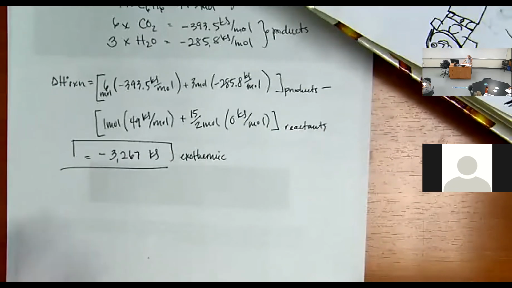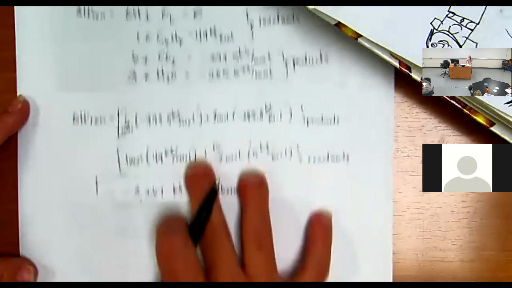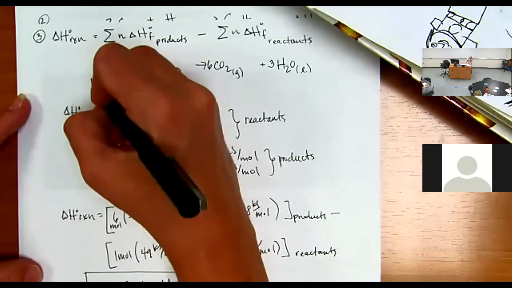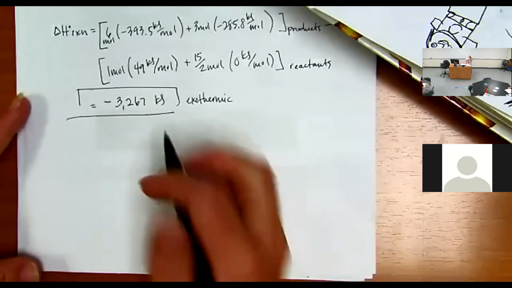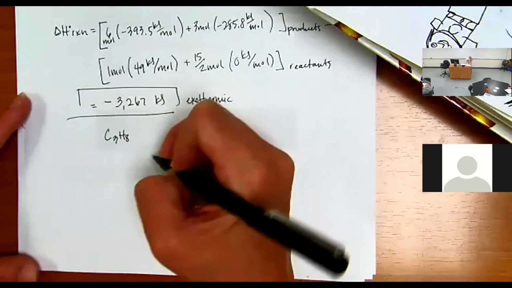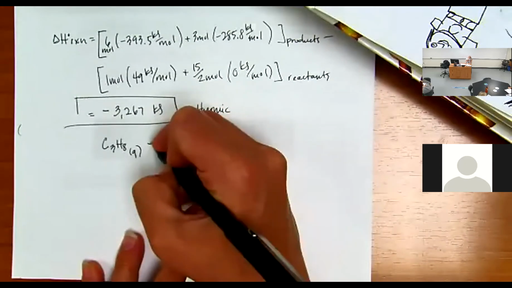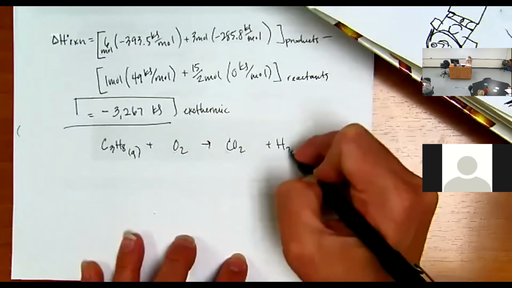Okay, so now you're asked to rework the problem using propane. So if we were to change this equation from benzene to propane, we would have C3H8, which is actually a gas, right? Propane gas. But it's still going to react with oxygen and go to CO2 and water.